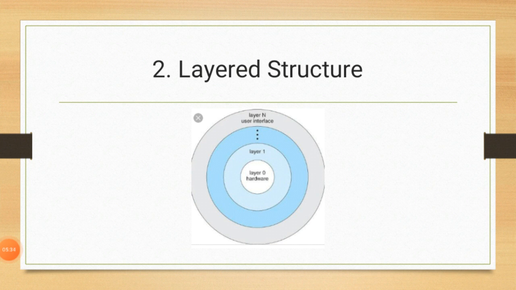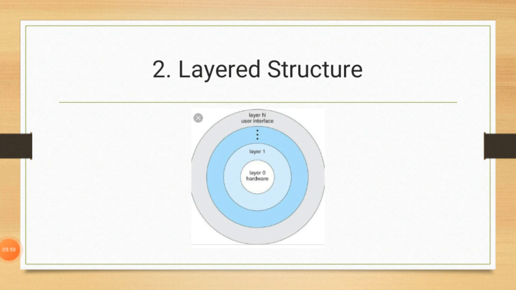So what it means here, the lower layers are going to communicate with the upper layers. Okay, so here, in an operating system, what is the main advantage of this layered approach?